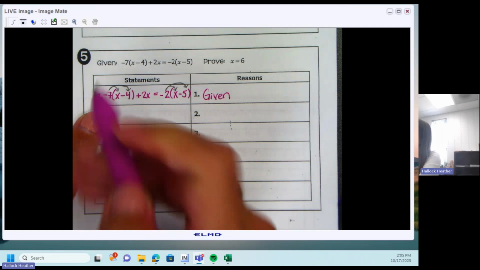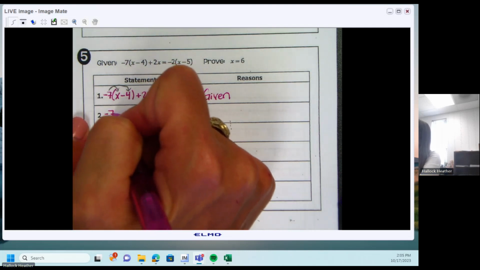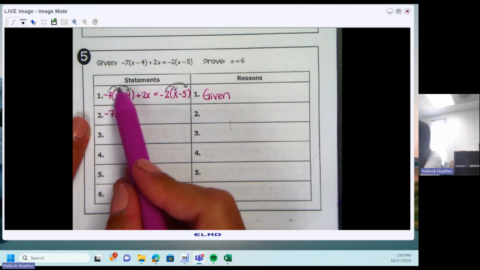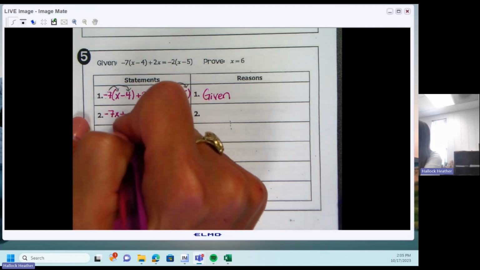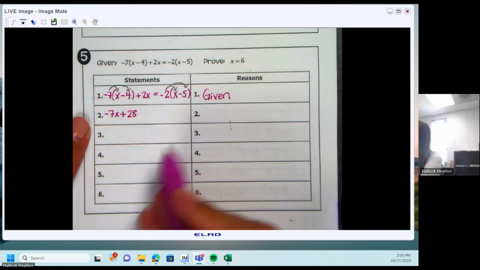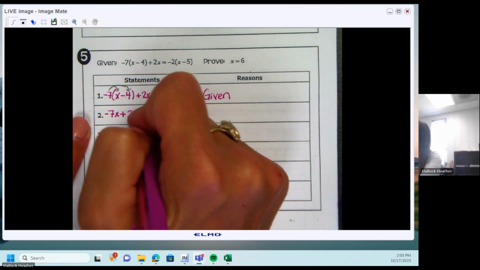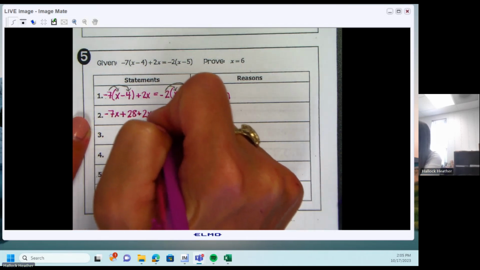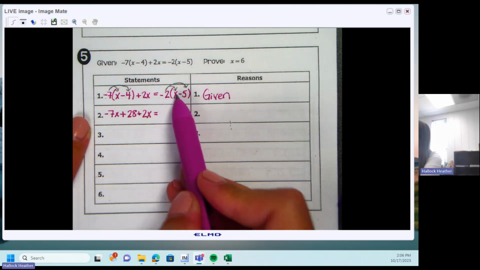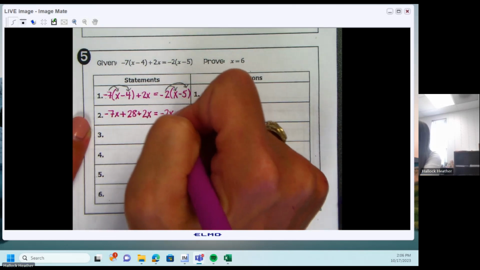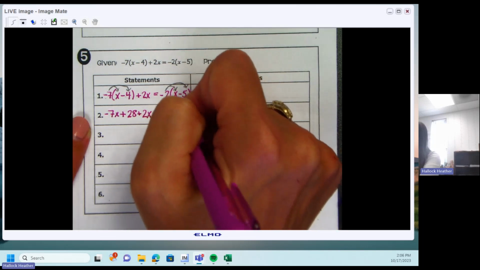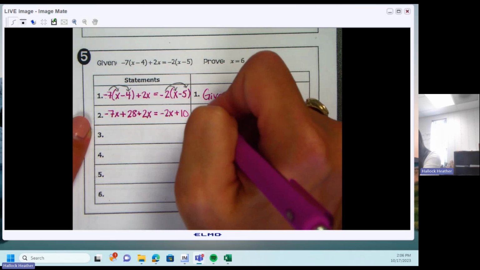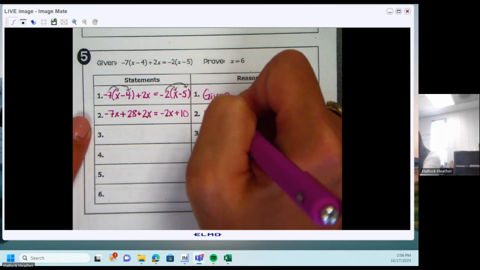So -7 times x is -7x. -7 times -4, a negative and a negative will make a positive 28. Bring down plus 2x. -2 times x is -2x. -2 times -5 is positive 10. So the reason is distributive property.